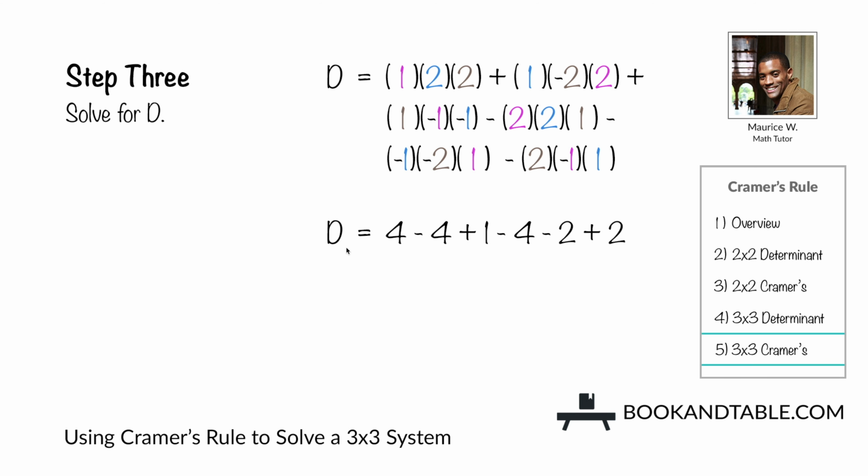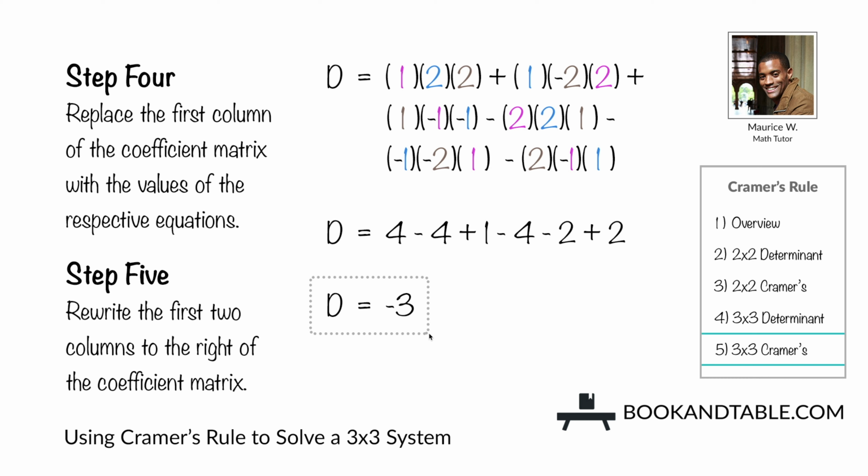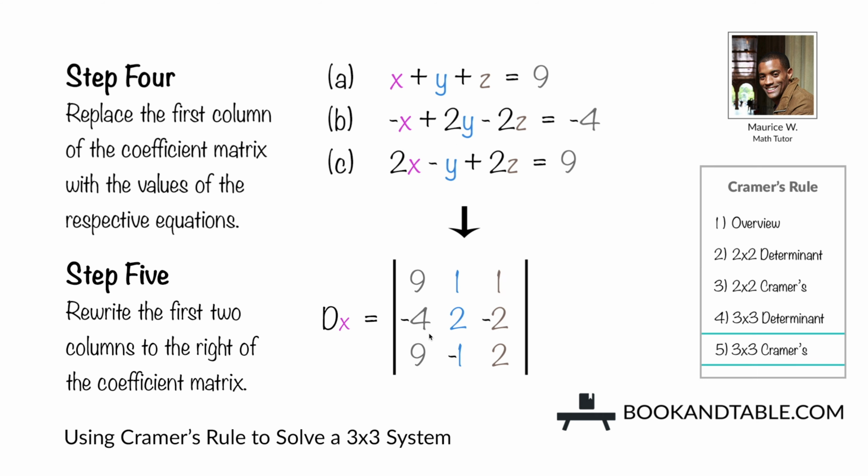So we get d is equal to 4 minus 4, which is 0, plus 1 is 1, minus 4 is -3, minus 2 is -5, plus 2 would give us -3. So we get d is equal to -3. So we can put that to the side. And now we want to try to find dx. So we want to go back to our three equations.